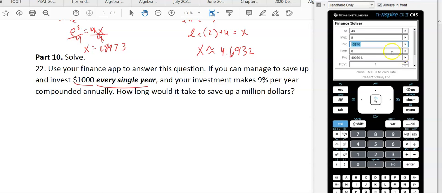Present value is going to be 0 on the app. You're starting with nothing. You're making a payment, which is an outflow. That's negative $1,000. Future value is your goal. You want $1,000,000. That's positive money because I'm going to get that money at the end. I pay money into the investment. I get money at the end. How often is it compounded? Annually, so this would be 1. And the question is how long will it take? We're going to solve for n. That's multiplied by 1 because CPY is 1, so it is actually the number of years.